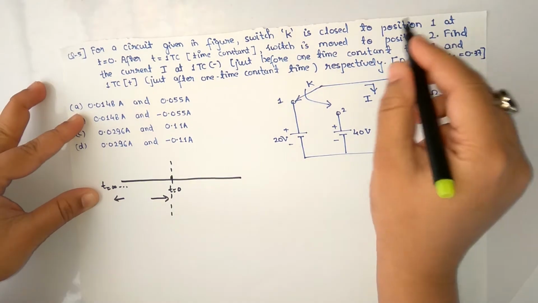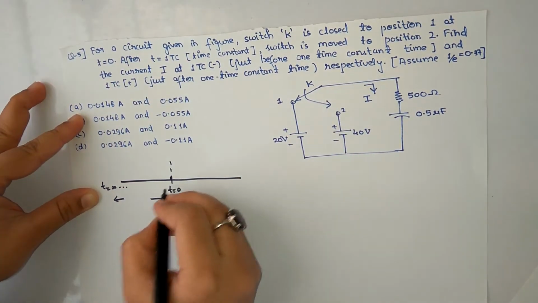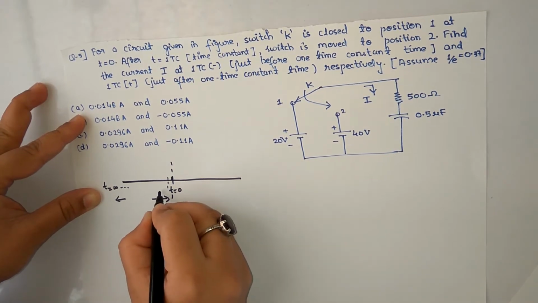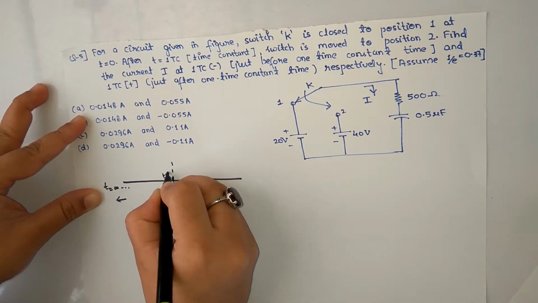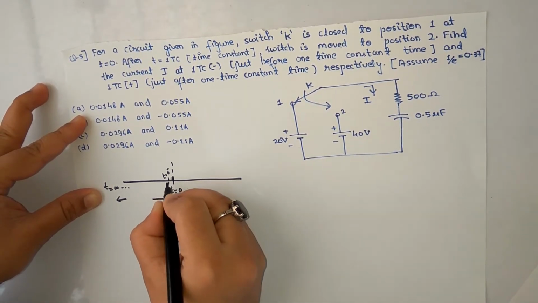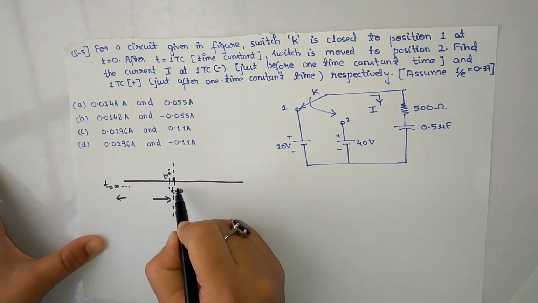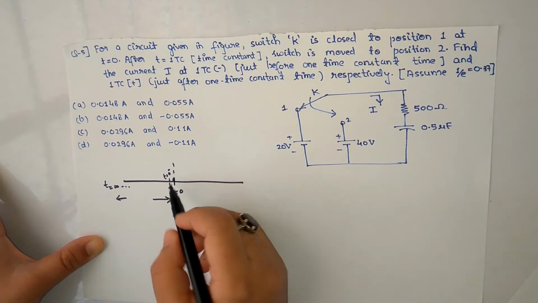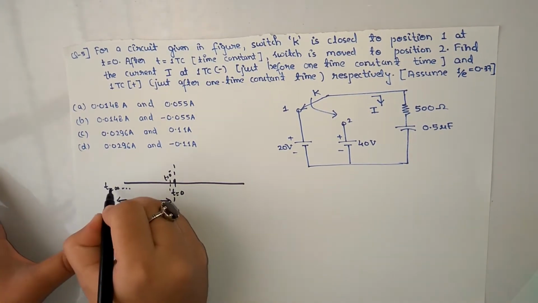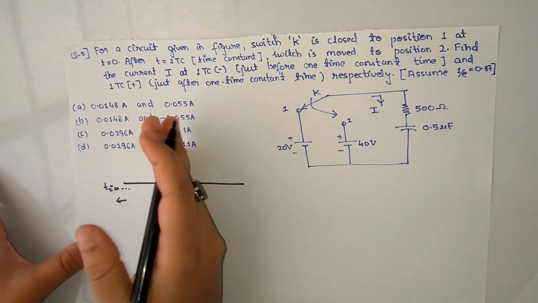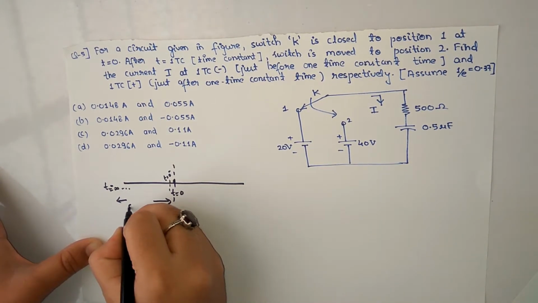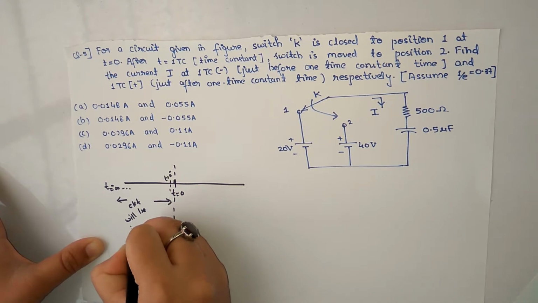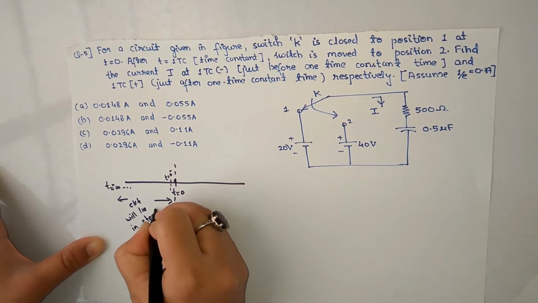that means if the switch is getting closed at t equal to 0, then from t equal to minus infinity till t equal to 0 minus, if I'm taking this as 0 minus, very close to t equal to 0, but just for the sake of showing it on paper I have taken it here. So from t equal to minus infinity up to t equal to 0 minus, the circuit will be in steady state.